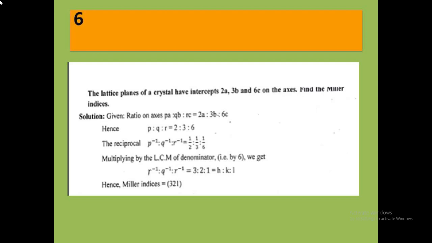Now next step is to multiply by the LCM of the denominator. So LCM of the denominator is 6. So we multiply by 6. Therefore, p inverse, q inverse and r inverse will come as 3 is to 2 is to 1, that is the hkl. Therefore, the Miller indices are 3 2 1.